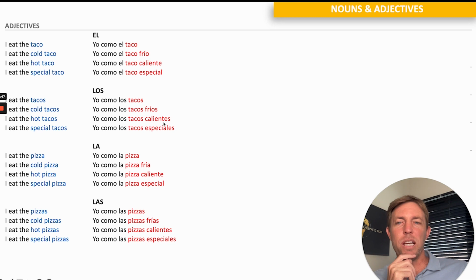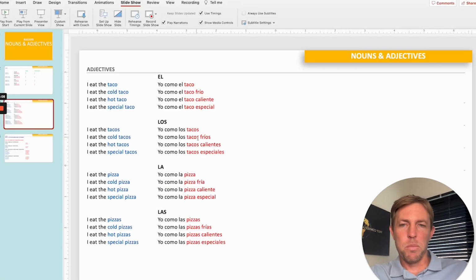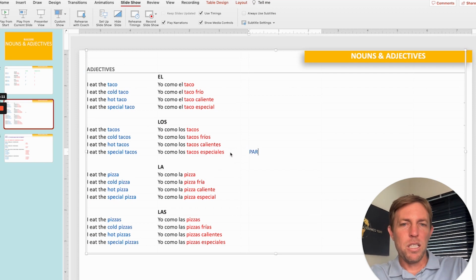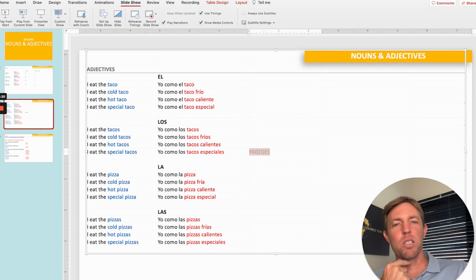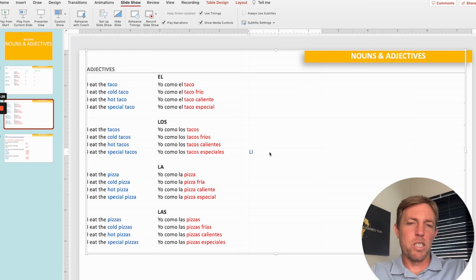Now this one, los tacos calientes. Yep, you add an S. And then this one, especial and especiales. You see how to make a word plural that ends in a consonant, you have to add ES. And that's true for nouns and adjectives. So, for example, pared means wall. It's a noun and it means wall, and paredes is walls. Okay, so if a noun or an adjective ends in a consonant, that's how you make it plural, with es. If it's libro, like book, then libros is books.